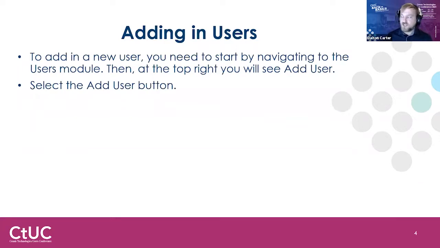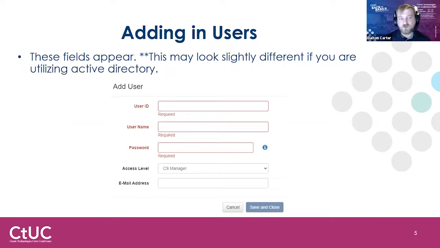So first off, with adding in a brand new user, you're already in the users module, so you have to start by navigating to that users module. Up at the top right, you'll see a button that says add user, and you just select that button and this field would appear. So I added a note because if any of you are using Active Directory, this will look a little bit different. Active Directory doesn't have a password option here.